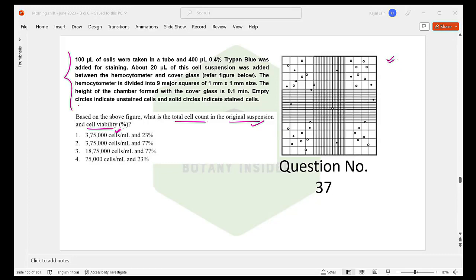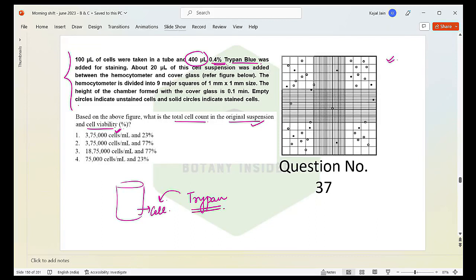Okay, let's see. The question is: you're given a certain number of cells that were taken in a tube, and a specific amount of 0.4% trypan blue was added for staining. So we have a beaker with cells, and for staining these cells we have added trypan blue. Then some amount of the cell suspension was added between the hemocytometer and the cover glass. This is the image given to you.